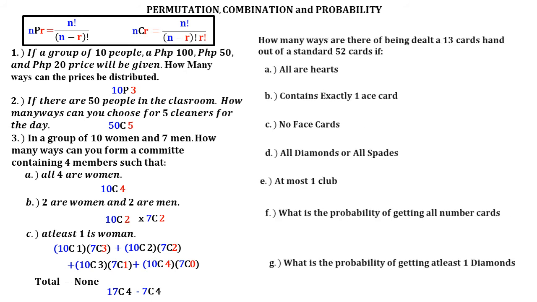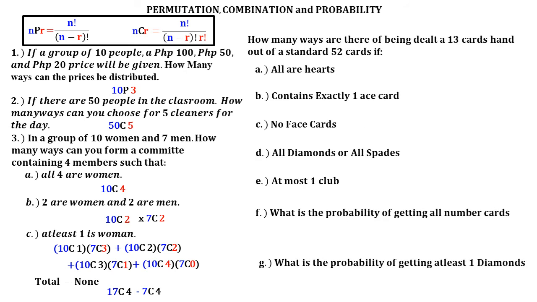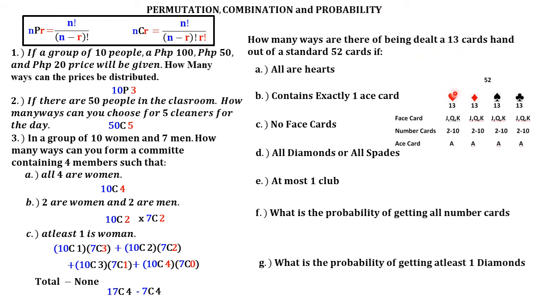Okay, so let's solve another problem. A card problem. How many ways are there of being dealt 13 cards hands out of a standard 52 cards? So, explain muna natin kung ano yung mga 52 cards na to. We have the 52 cards, and that consists of 13 hearts, 13 diamonds, 13 spades, and 13 clubs.